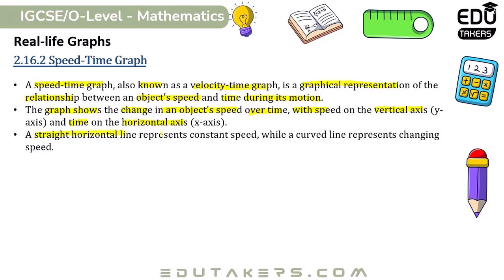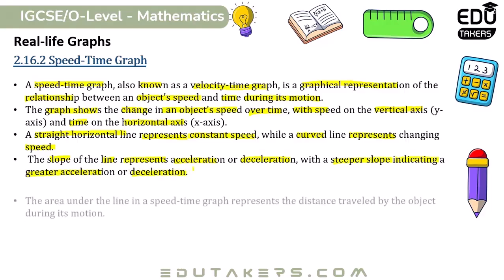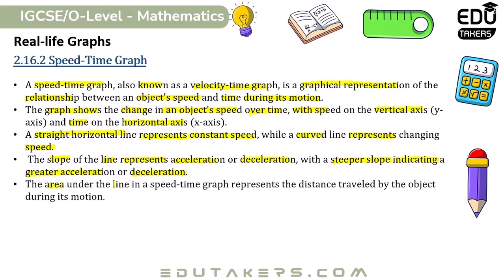A straight horizontal line represents constant speed, while a curved line represents changing speed. The slope of the line represents acceleration or deceleration, with a steeper slope indicating a greater acceleration or deceleration. The area under the line in a speed time graph represents the distance traveled by the object during its motion.